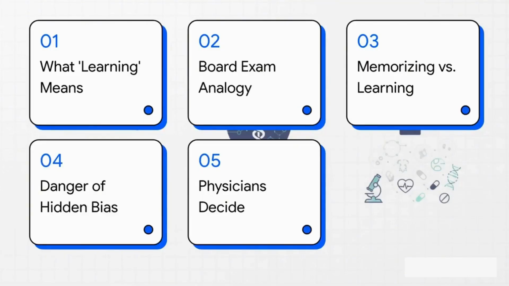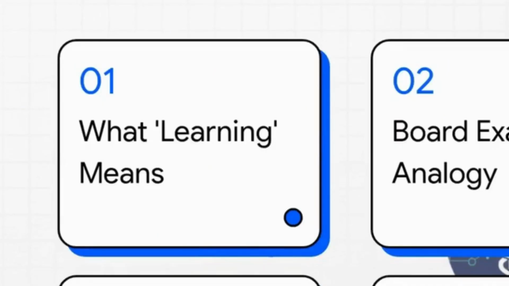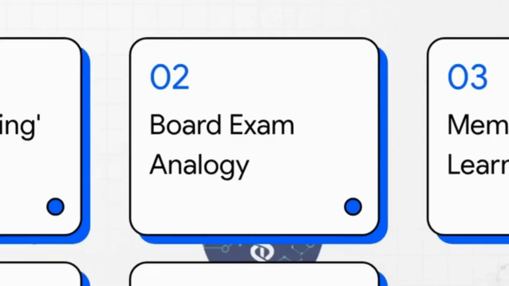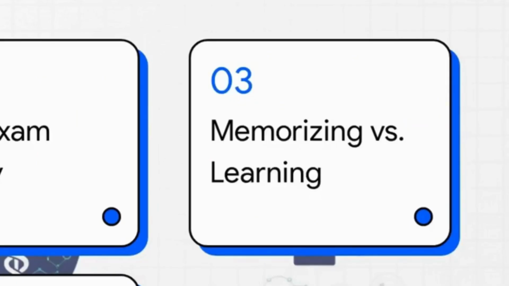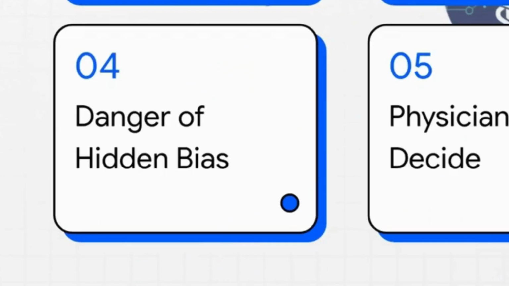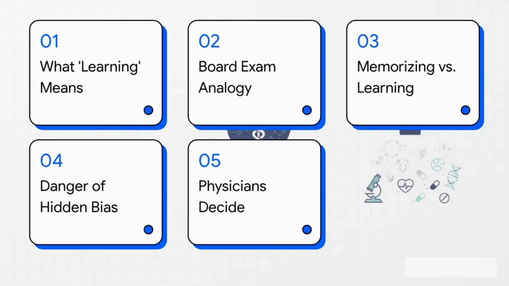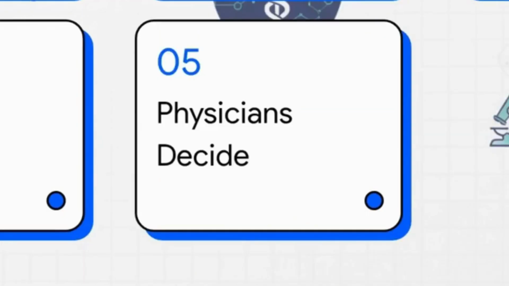Okay, so here's our game plan. First, we'll talk about what learning even means for AI. Then, we'll use a board exam analogy, you'll like this one, to see how they're tested. We'll get into the huge difference between memorizing and truly understanding something. Then we'll cover the really serious topic of hidden bias. And finally, we'll wrap up with what's probably the most important piece of the puzzle, your role as the physician.